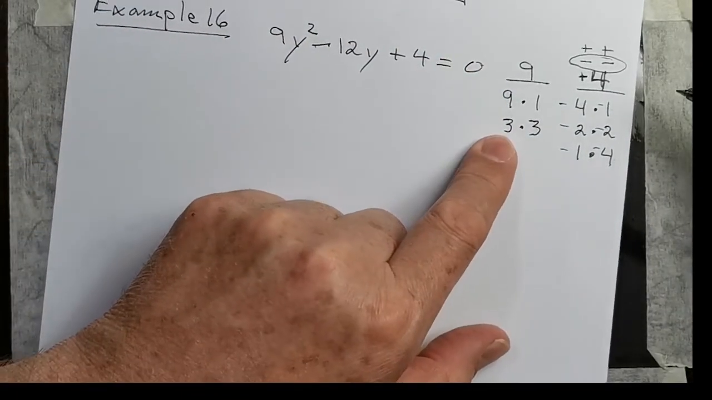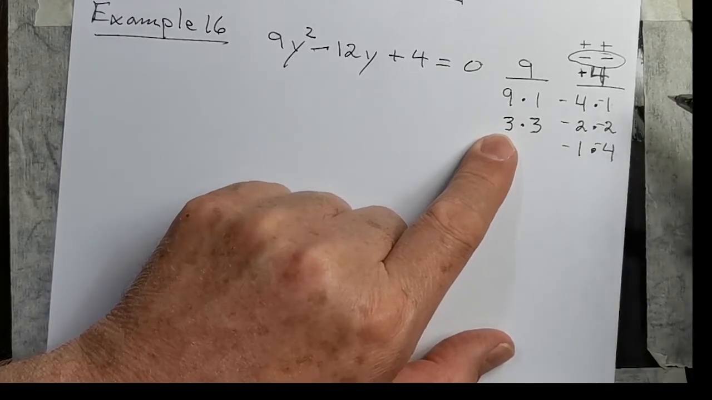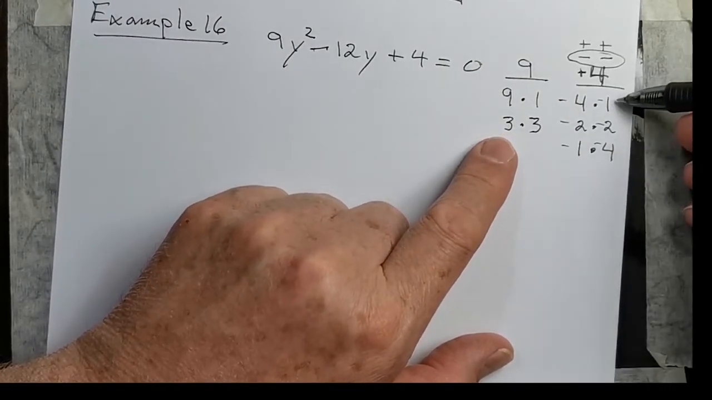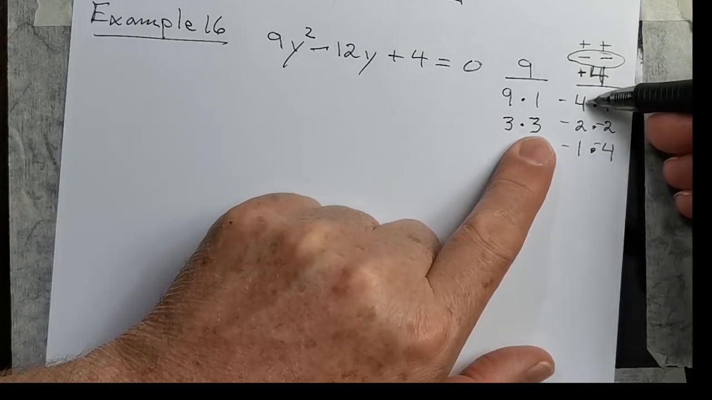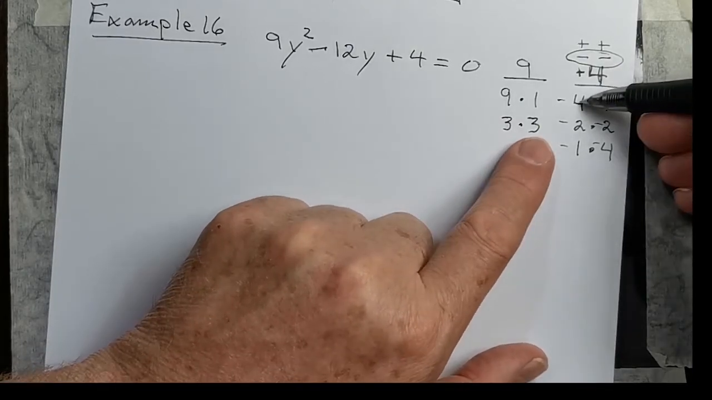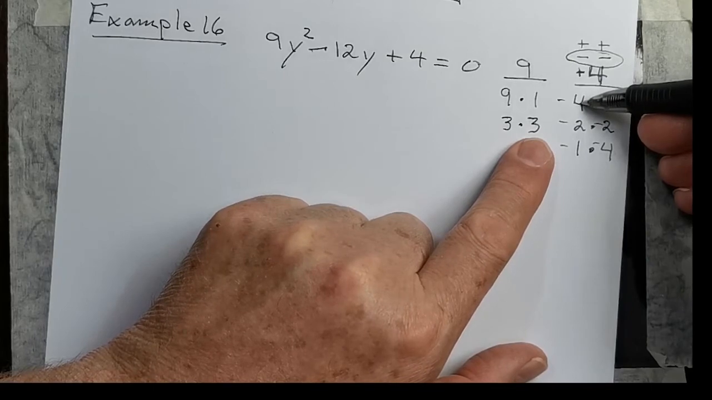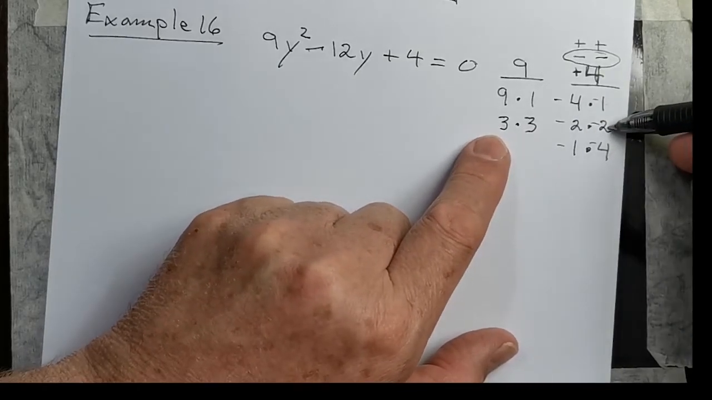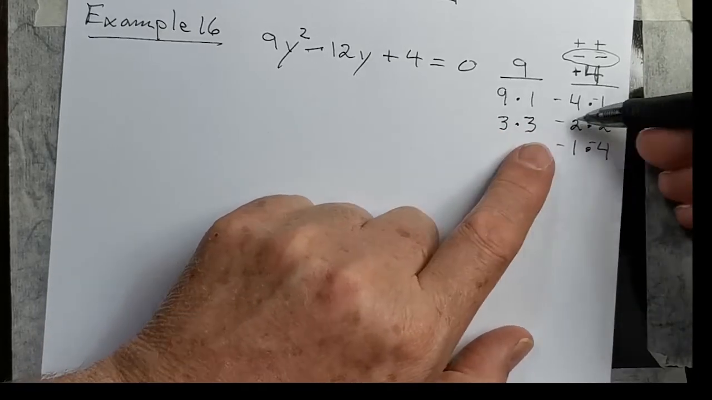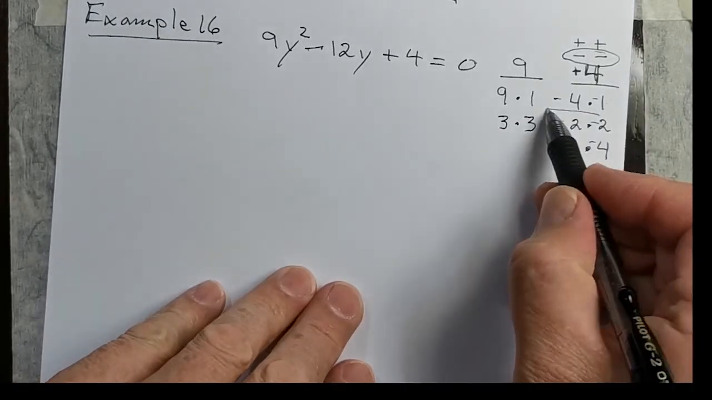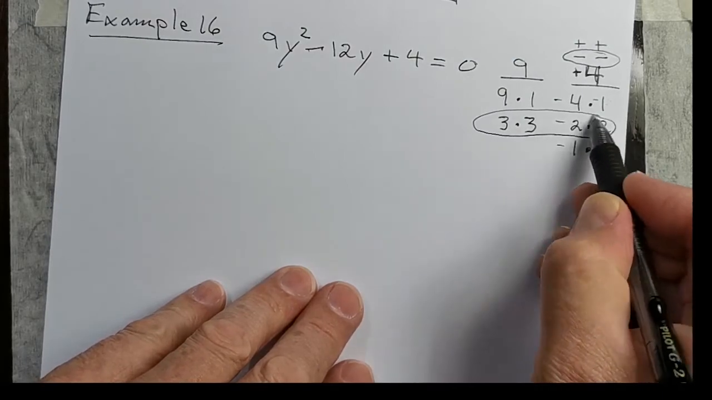So I know I'm going to be going with the 3 and the 3, if it factors, all right? What's 3 times 1? 3. And what's 3 times 4? 12. Okay, 3 and 12 is 15. That doesn't work. How about this one? 3 times 2 is 6, and 2 times 3 is 6. 6 and 6, 12. Aha. Here's our answer. Right here, these are the ones we'll be using.